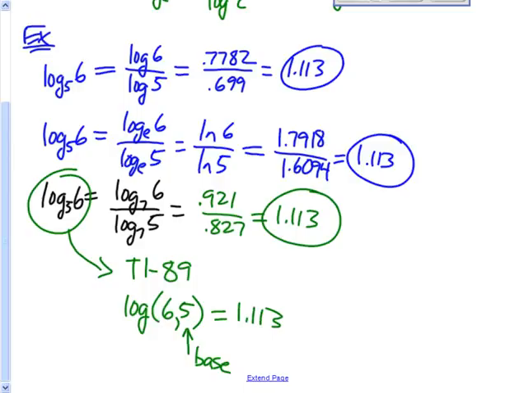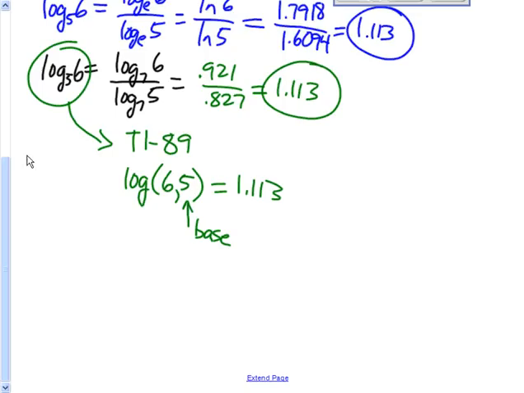If you were doing another one, say log base 7 of 9 on the TI-89, you'd go log 9, comma 7, and you hit enter. Okay, and it spits it out for you.